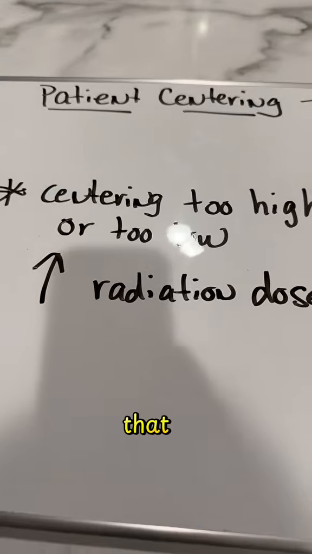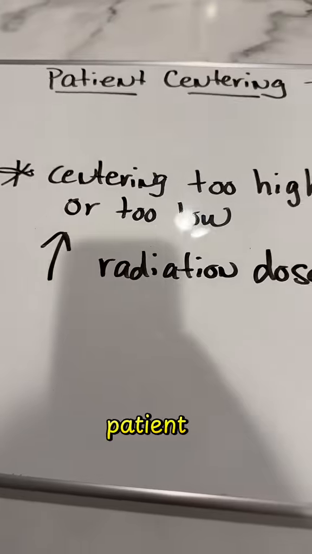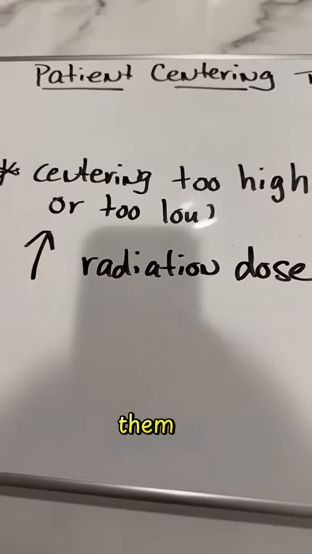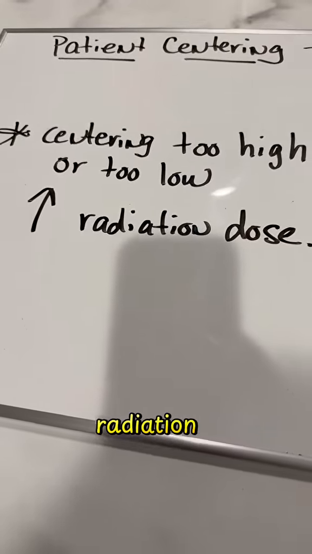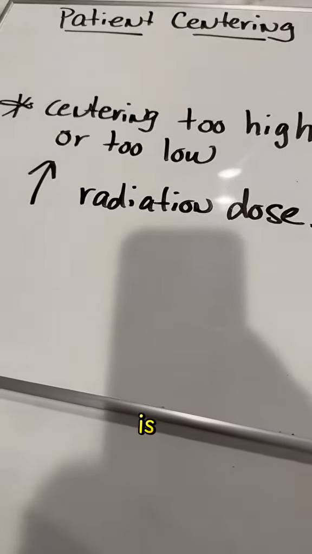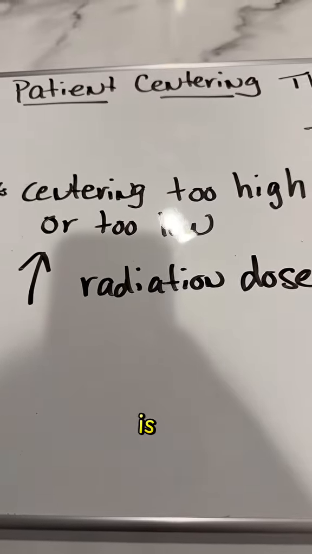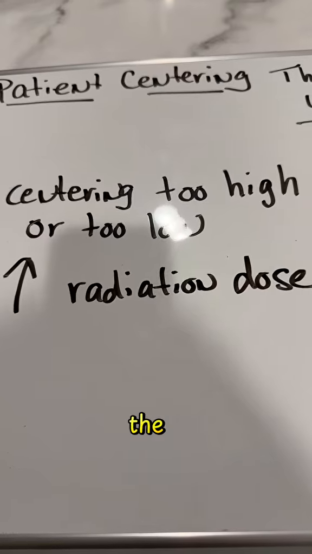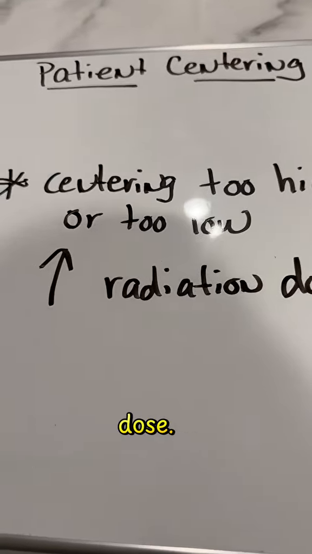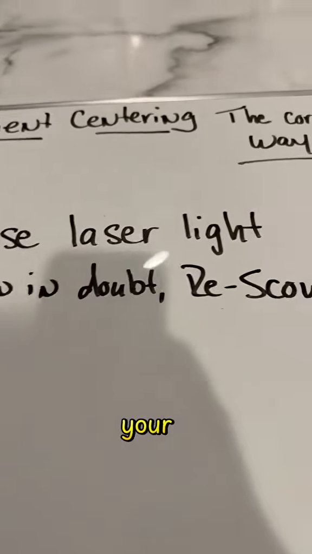One factor that will completely throw your radiation dose to your patient off, if you center them too high or too low, it will increase the amount of radiation dose that is administered to the patient. So one important concept is to make sure that you center them correctly so the system calculates the correct amount of radiation dose. A couple of key concepts that I want you to remember is use your laser light.